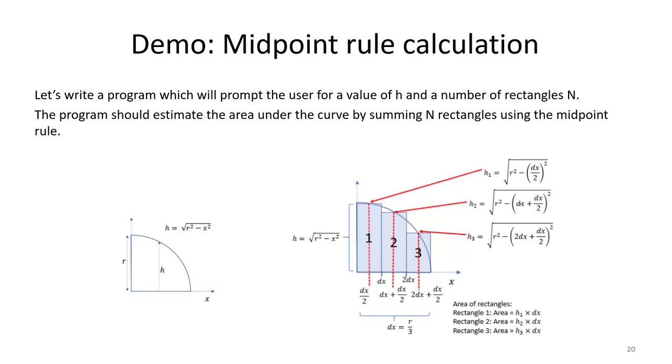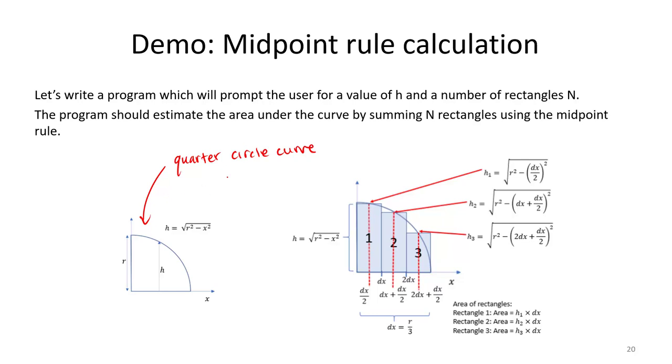Suppose we wanted to write a program which will use midpoint rule to estimate area under a curve. And in this particular case, suppose we want to estimate the area under a quarter circle curve. Of course, we already kind of know that the area of a quarter circle is basically pi r squared divided by 4.